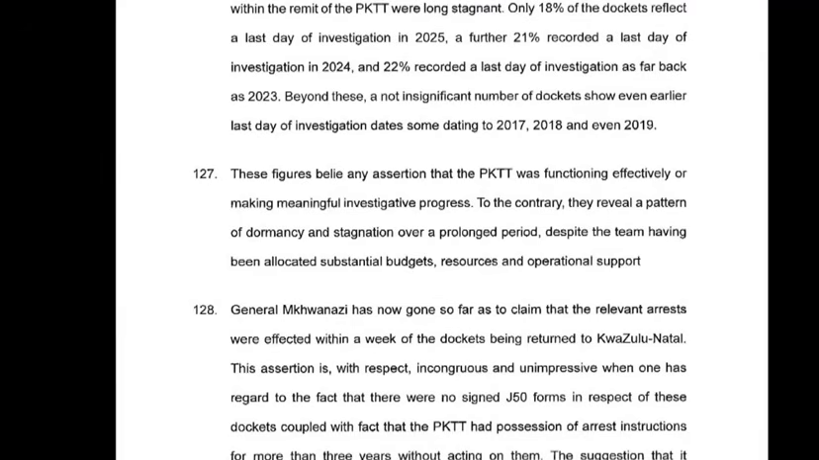General, what entry is made in a docket to indicate the last date of investigation? What do you write there? A docket is divided. It will have what you call an investigation diary. Just like when you are in court, you've got a case, where you write your record every day.